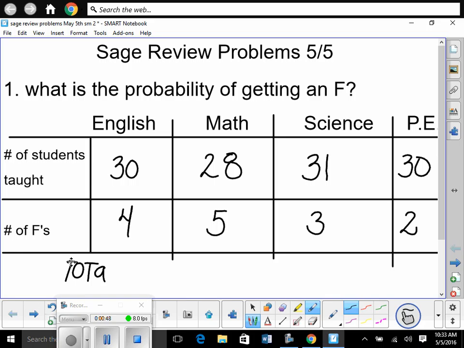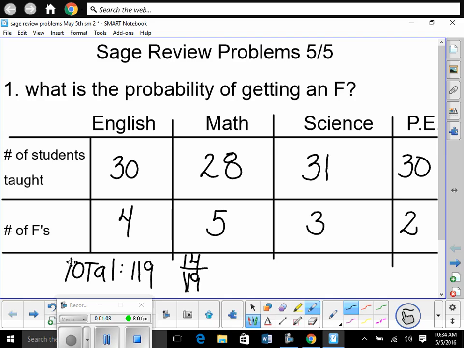Okay, so our total is 119. How many Fs did we get? 4 plus 5 plus 3 plus 2. 14. Okay, 14 over 119, sorry. That is the probability, right? They might write it as a fraction because that is the probability. However, oftentimes they could write it as a decimal or as a percent.